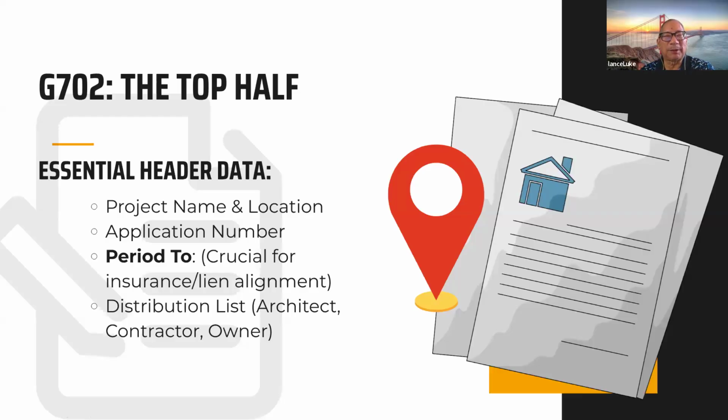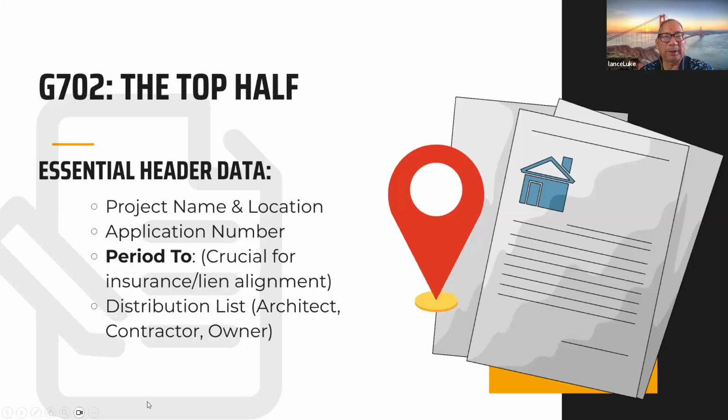G702 is the top half of the document, or it could be several pages, which is the top half. So the essential header data will have the project name and location, application number. If it's the very first invoice, it should say 01 or 001. Okay, and then subsequent invoices or pay requests will go down numerically.